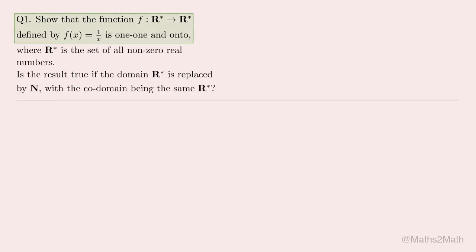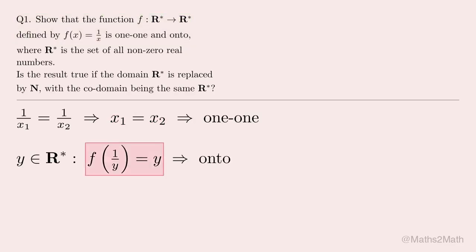Question 1. The reciprocal function, 1 over x, on the non-zero real numbers. We must show it is one-one and onto. And then the twist. Does it stay one-one and onto if the domain shrinks to just the natural numbers? One-one first. Suppose f of x1 equals f of x2, then cross-multiplying forces x1 equals x2. Onto, any non-zero real y is hit by its own reciprocal, which lives in the domain.